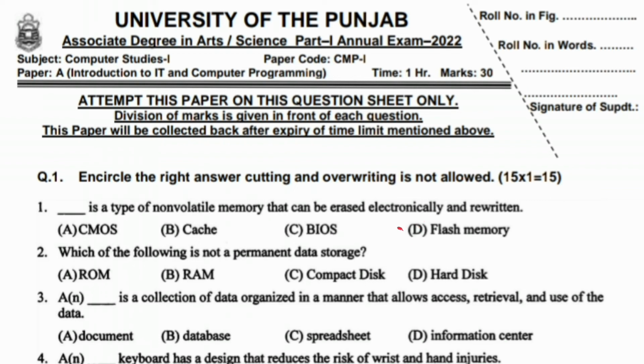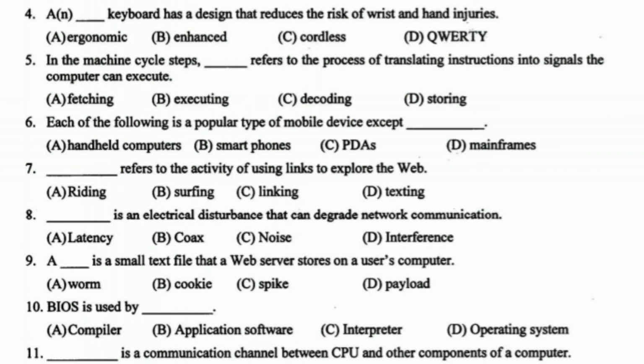Which of the following is not a permanent data storage? RAM. A dash is a collection of data organized in a manner that allow access, retrieval, and use of the data. Database. A dash keyboard has a design that reduces the risks of wrist and hand injuries. Ergonomic keyboard. In the machine cycle, dash step refer to the process of translating instruction into signal the computer can execute.